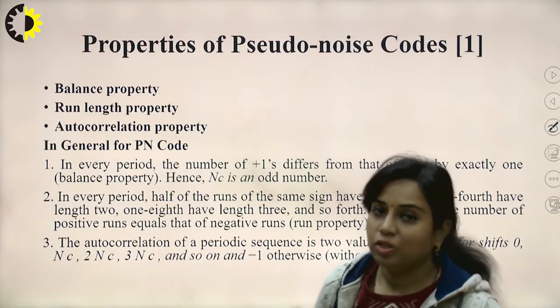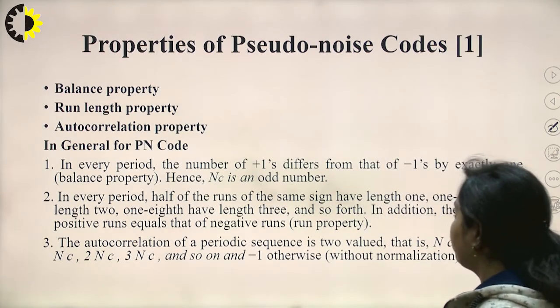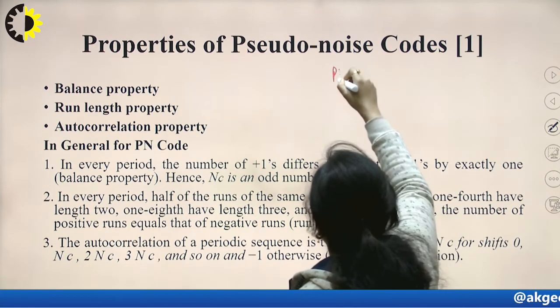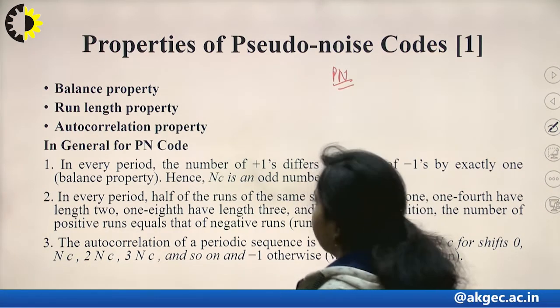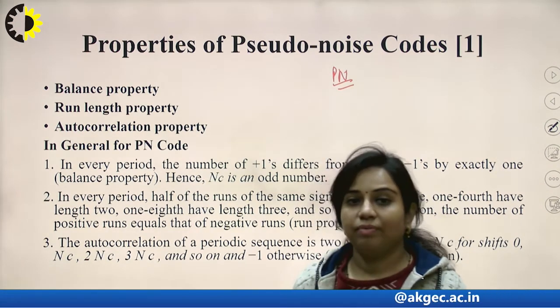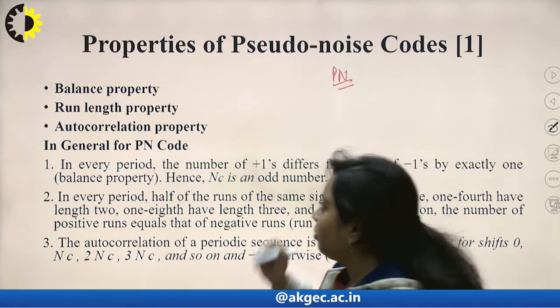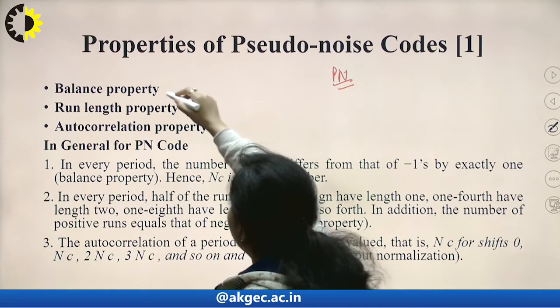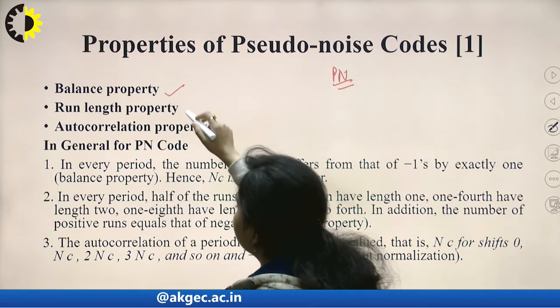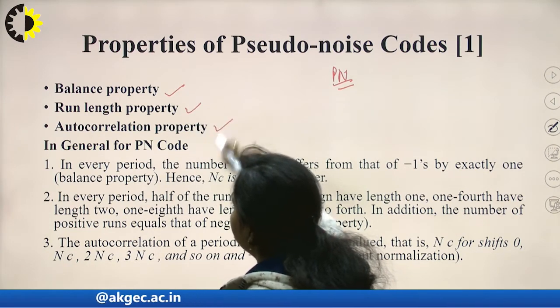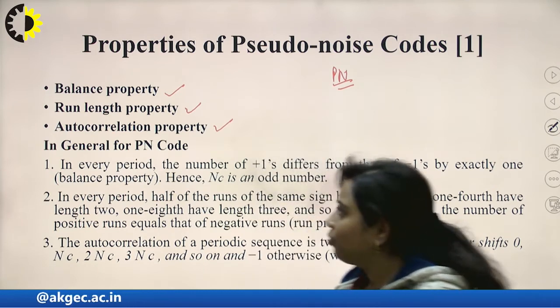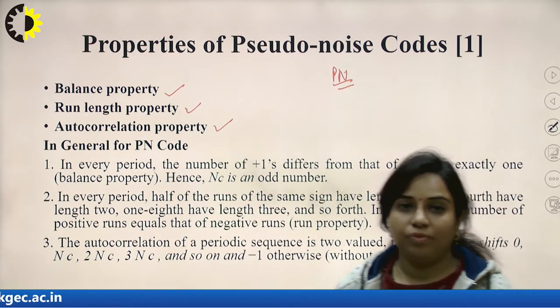Now, next is the properties of the pseudo-noise codes, also known as PN code, that is randomly generated. It will act as a noise because it has a higher number of bits as compared to the original data bits. The basic properties of the pseudo-noise code are, first the balance property, second the run length property, and third the autocorrelation property. So, these are the three properties of the PN code.